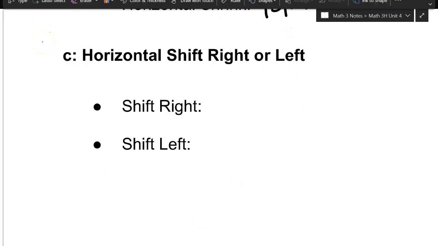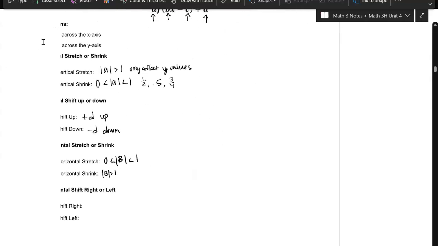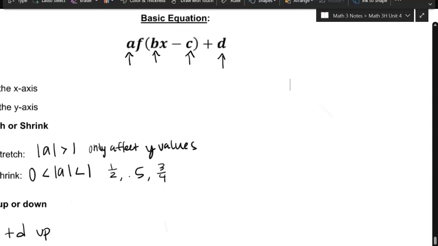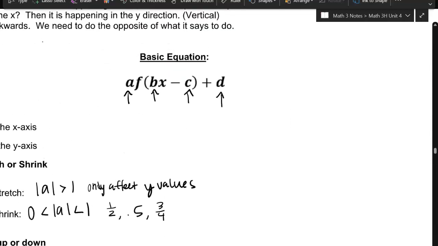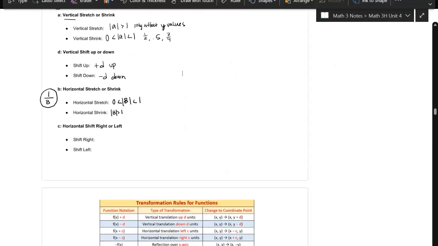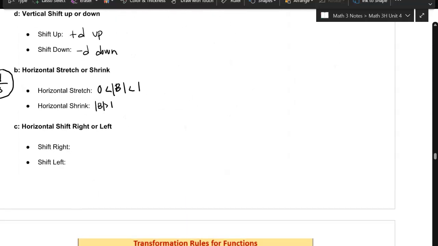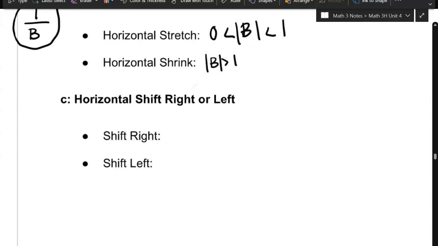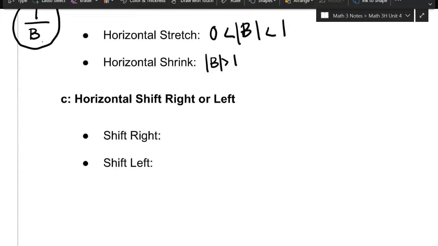Next, we're looking at horizontal shift right or left, and that is our last letter, c. Notice how it's inside with x. That means it's going to be opposite of what we think. Shifting right is going to be when c is negative. Shifting left is going to be when c is positive.